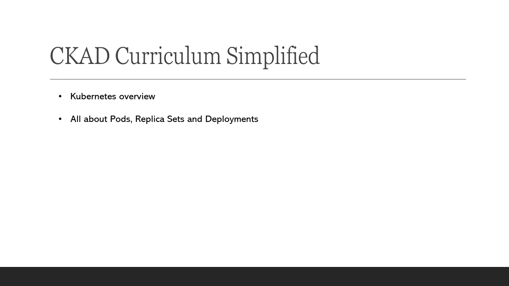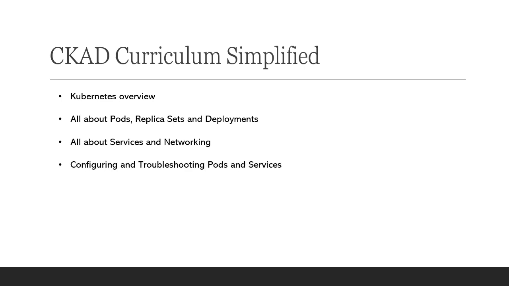In this, we will cover all the topics around pods, configuring pods, deploying the pods by way of replica sets and deployments, upgrading the deployments, etc. All about services and networking, how the pods can be reached from the external world, how can pods communicate with each other, which is covered under Kubernetes services and networking. Configuring and troubleshooting pods and services, Kubernetes security, and Kubernetes observability.